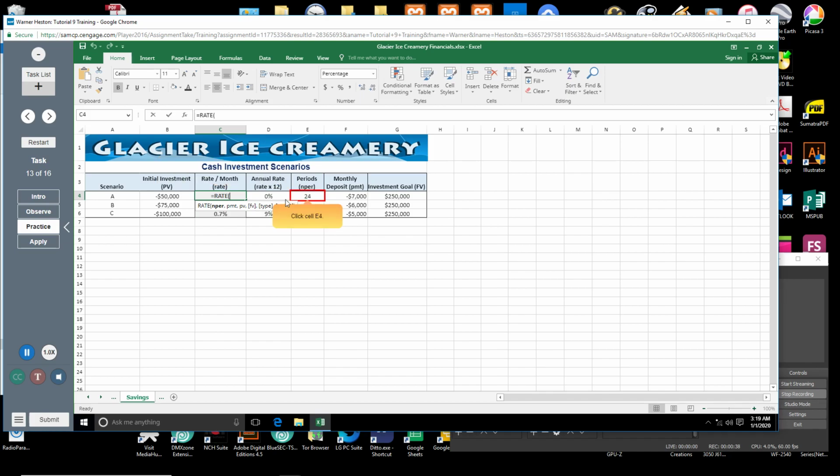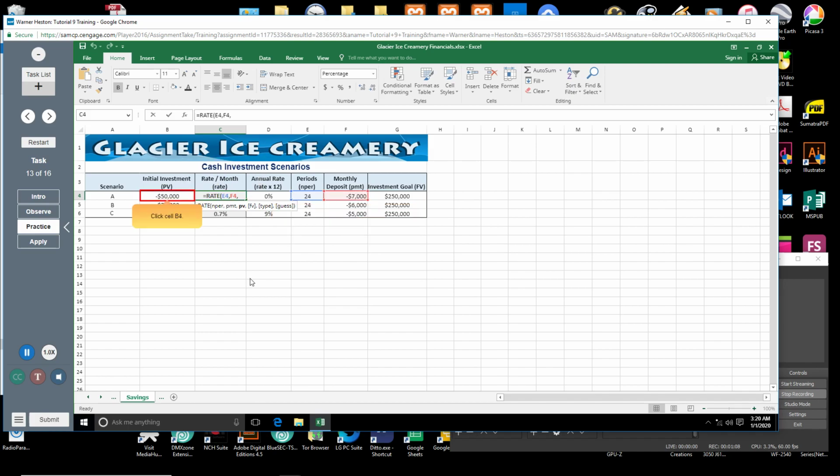Click cell E4. The number of deposits, or payments, Nper, is 24. Type a comma. Click cell F4. The monthly payment amount, PMT, is $7,000. Note the number in cell F4 is a negative number because these deposits are a negative cash flow.